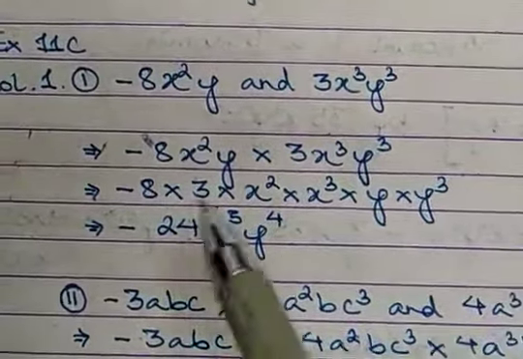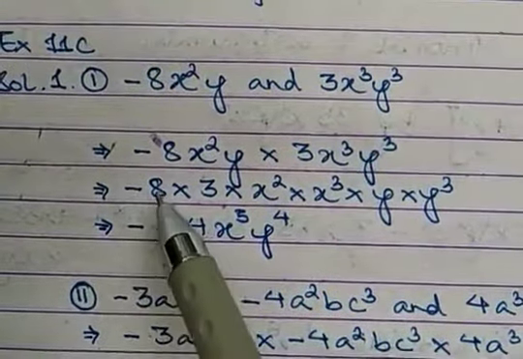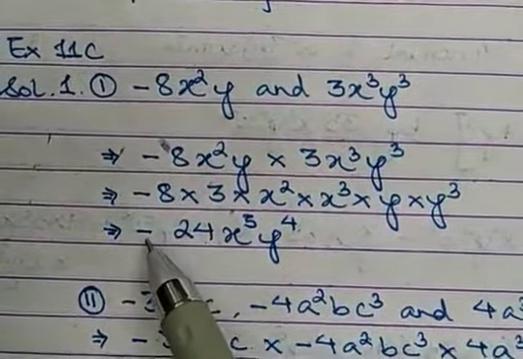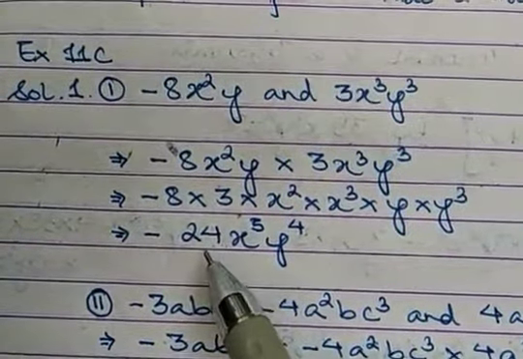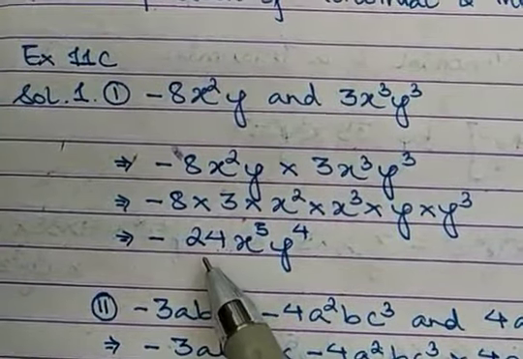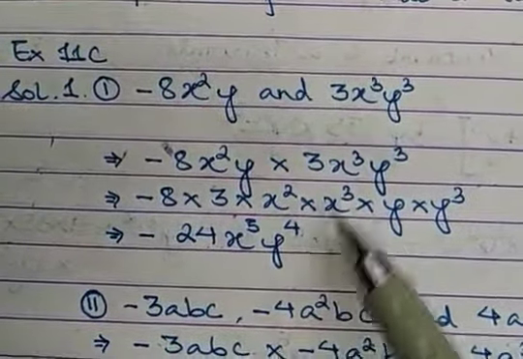So after that, what happens? See, minus into plus, it's minus, we know that, minus 8 into 3, the constant terms. So 8 into 3, they will give you 24. 8 threes are 24, isn't it? Now x squared and x cube.